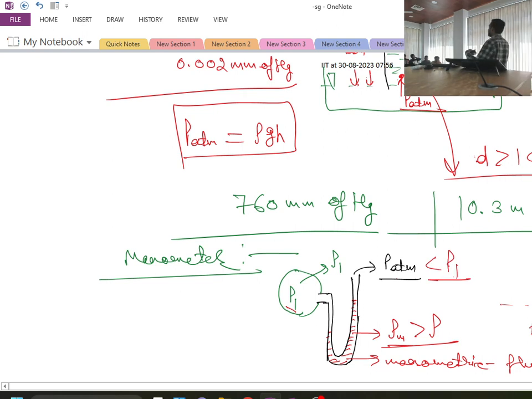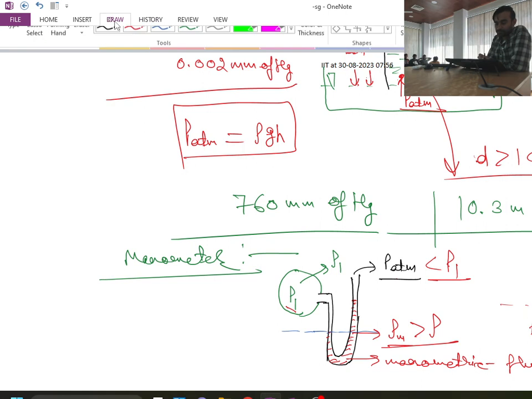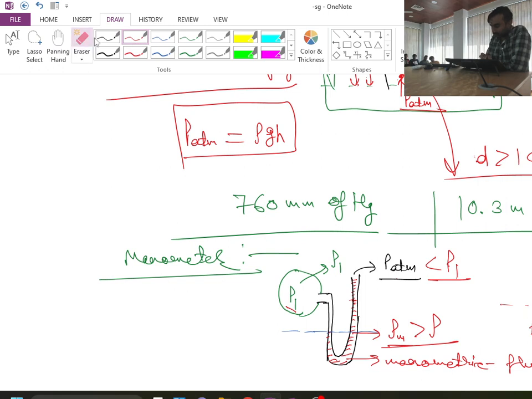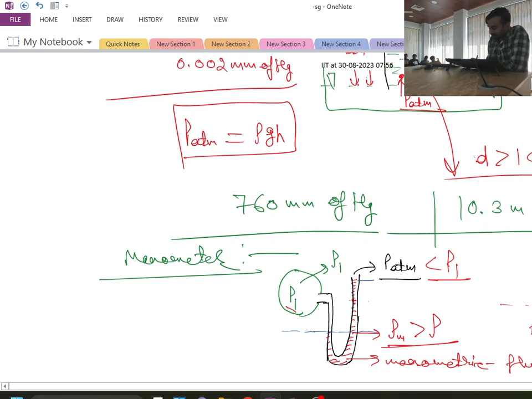So if P atmospheric pressure is less than P1, it means now P1 pressure will push the fluid from its branch to the other side. Because of that, you can see the level is something like this. On the left side I have up to this point, and in the right side I have up to some height h.